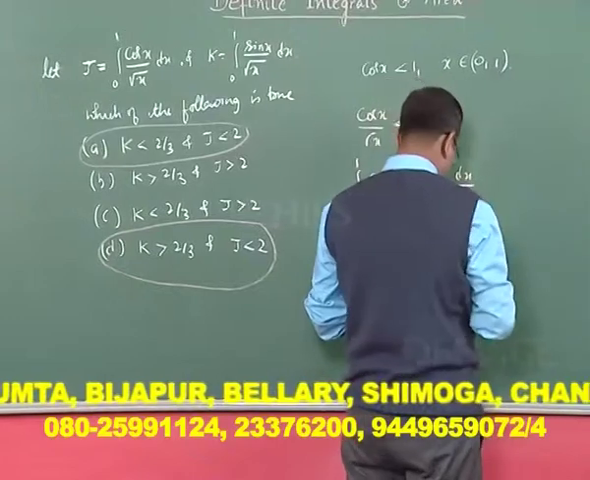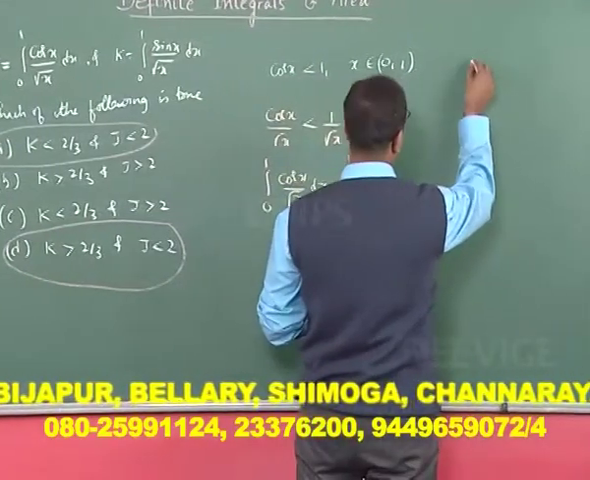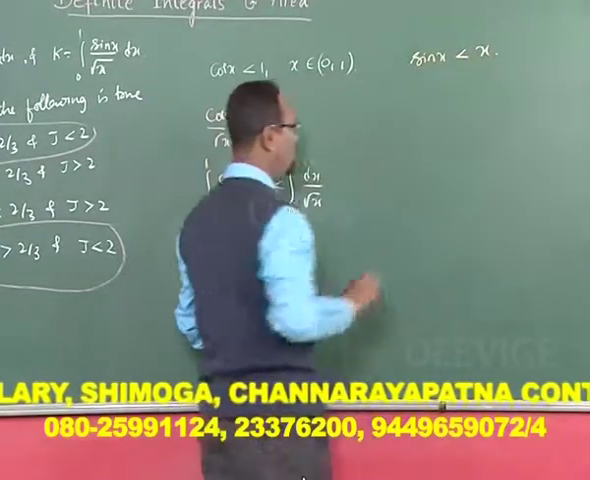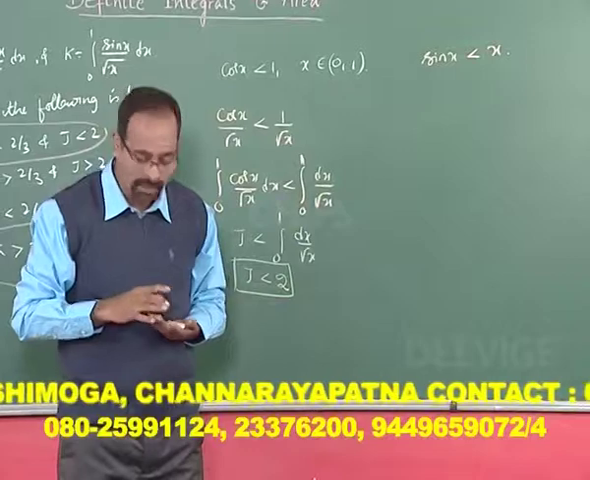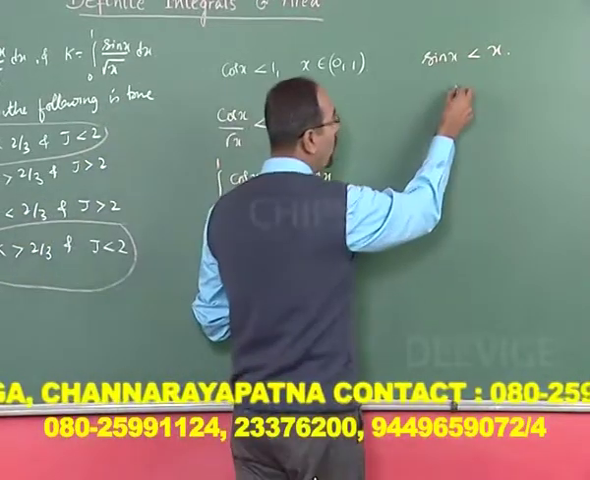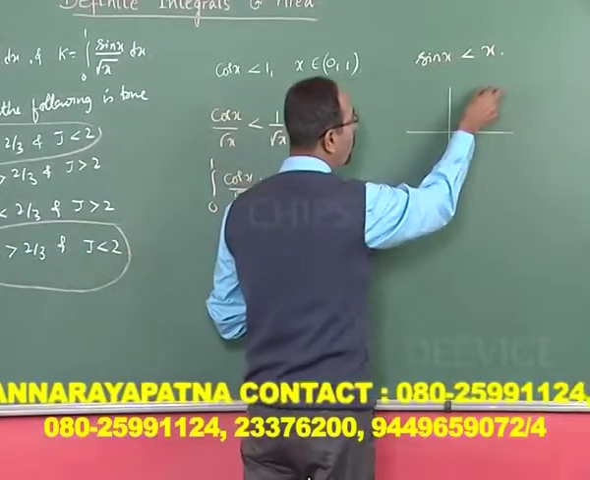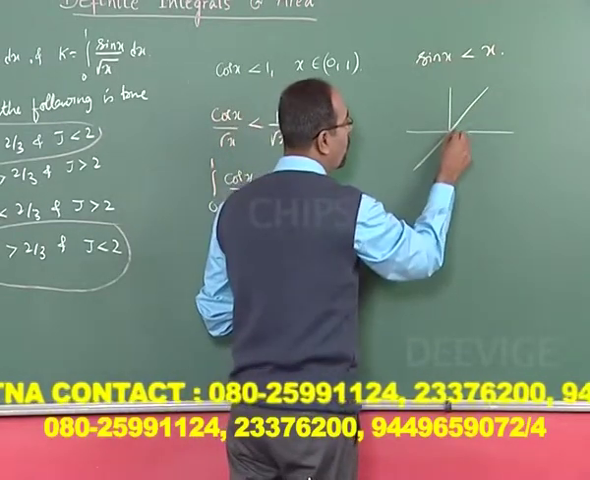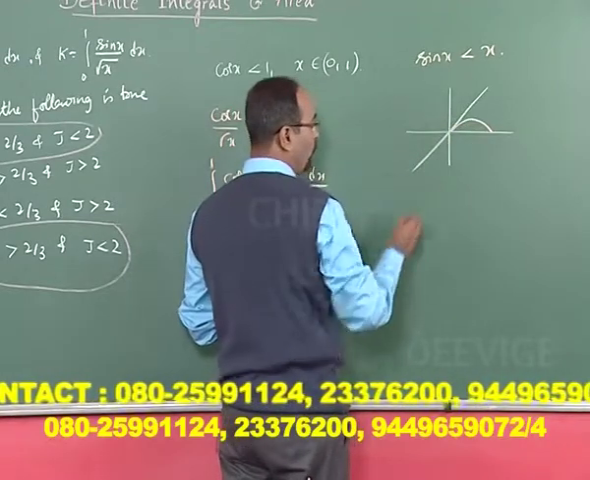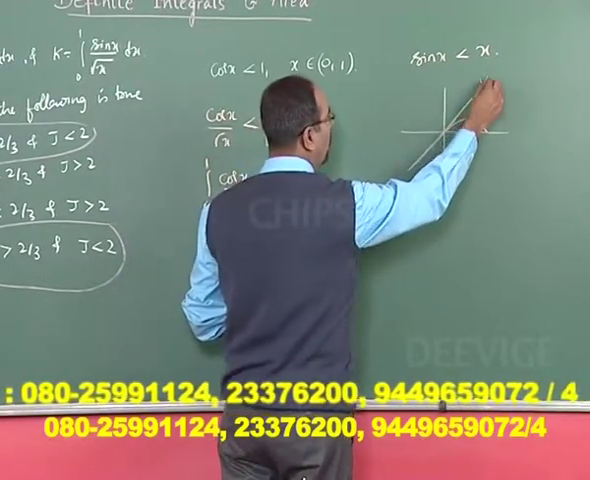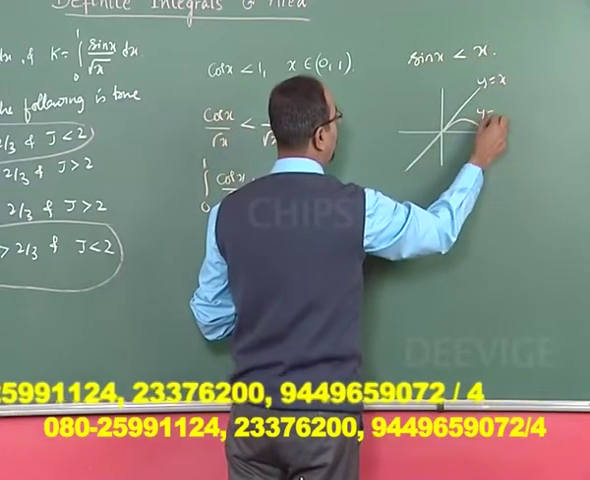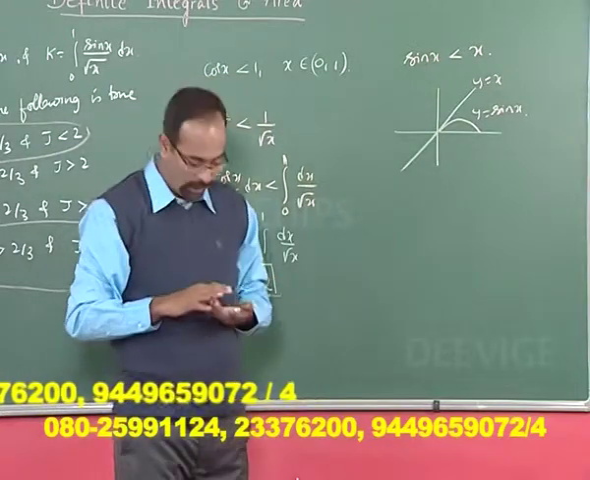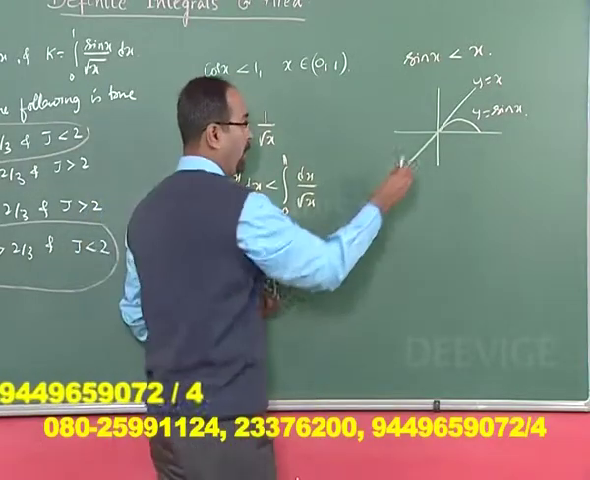We have one more logic, that is sin x is always less than x. How do you say that sin x is always less than x between 0 and 1? Look at this. The graph of y is equal to x is this, and the graph of y is equal to sin x is this. Therefore, that clearly says y equal to x is greater than y equal to sin x. And you can confirm that by just putting in the values.